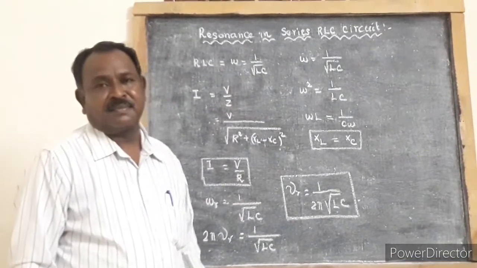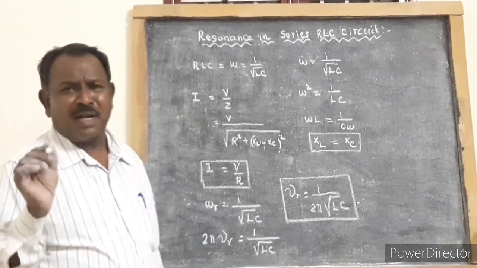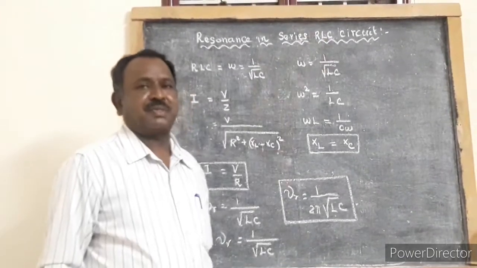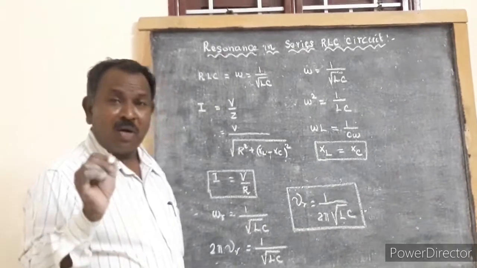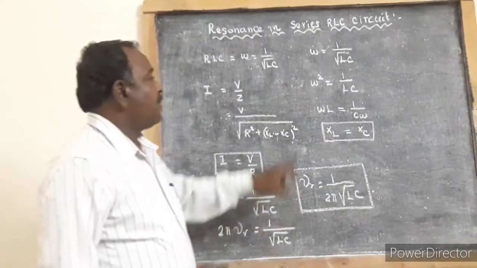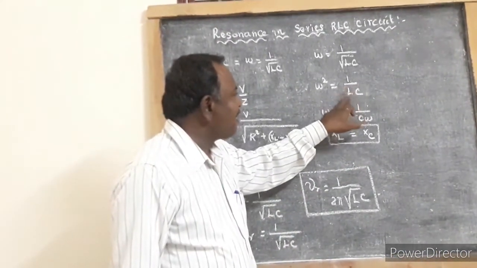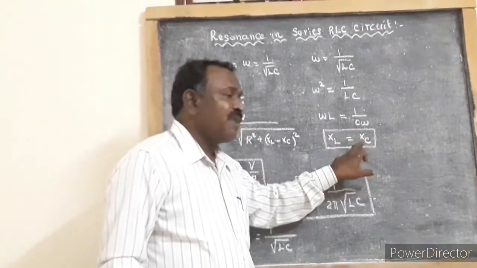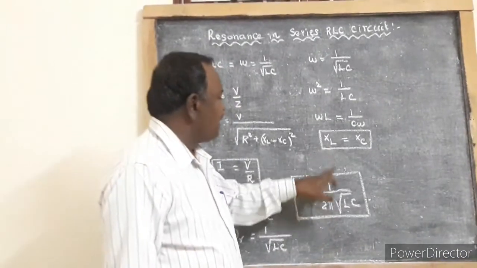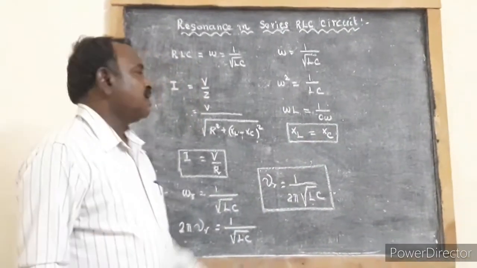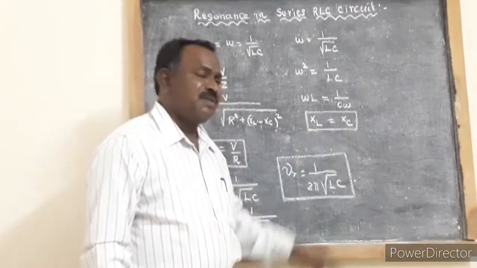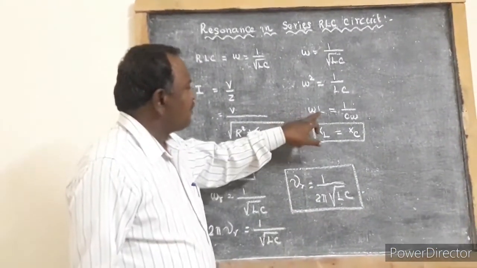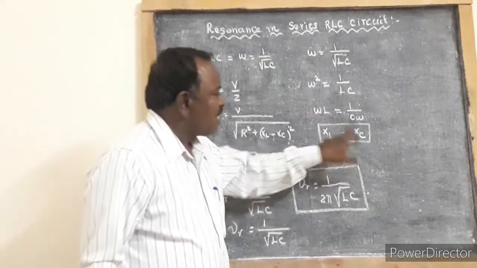In our radio or television set, we have an RLC circuit. In this RLC circuit, the value of inductive reactance is kept constant and the capacitive reactance is varied. This inductive reactance and capacitive reactance depend upon frequency. Frequency depends upon inductance or capacitance.